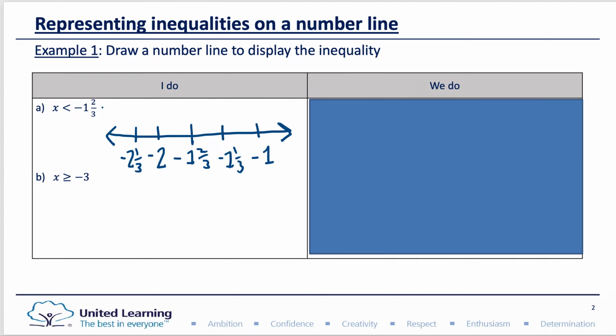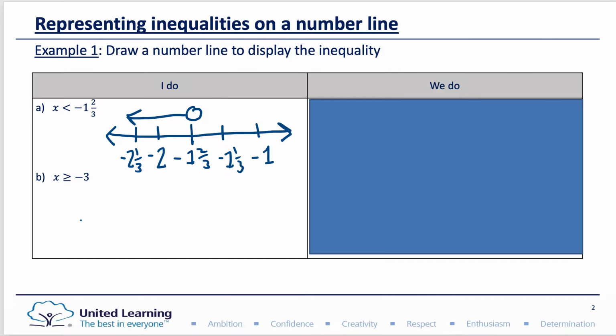Now, if it's less than, notice that there's no "or equals to", so hopefully you can remember that means you need an open circle to represent that we cannot include that value. We are just less than that value. All of the values that are less than negative 1 2/3 are to the left of it, so I need to draw my arrow to the left. Please make sure you put an arrowhead at the end. That represents it goes on infinitely in this direction. There are obviously an infinite amount of numbers that satisfy this inequality.